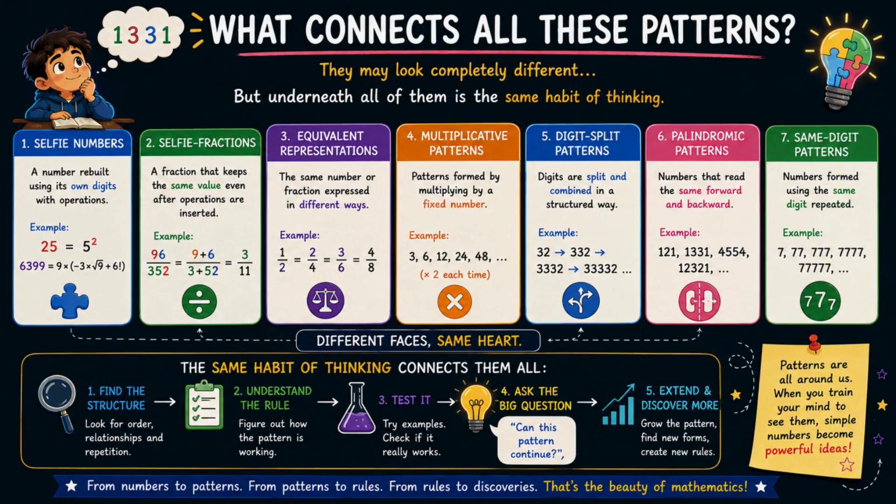Now, let's step back for a moment. We have seen selfie numbers, selfie fractions, equivalent representations, multiplicative patterns, digit split patterns, palindromic patterns, same digit patterns. They may look completely different, but underneath all of them is the same habit of thinking. Find the structure, understand the rule, test it, and then ask, can this pattern continue?